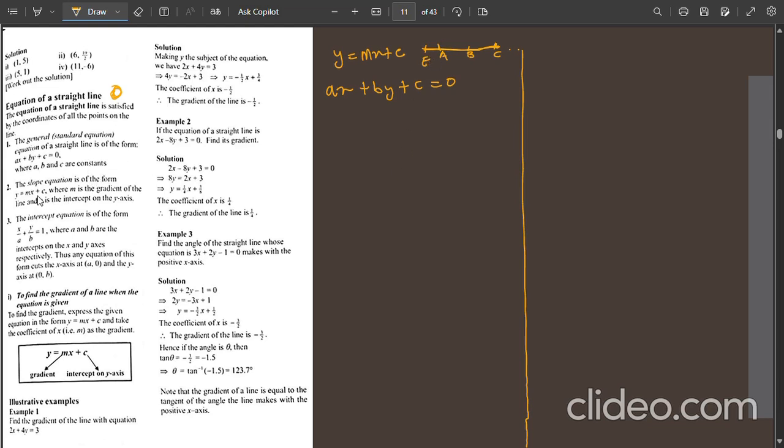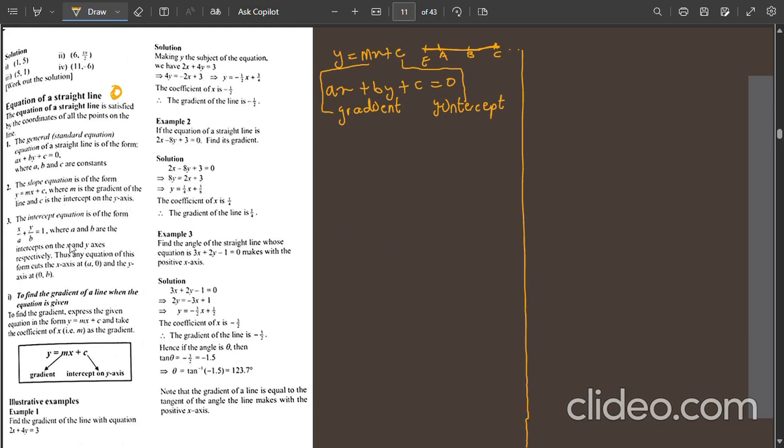The slope equation is of the form y equals mx plus c. This is the slope equation where m is the gradient of the line and c is the intercept on the y-axis. M here, as we learned earlier, represents the gradient, and c here represents the y-intercept. And we know what y-intercept means. Y-intercept means the point where the graph intercepts the y-axis, and always at this point x is equal to 0. So when x is equal to 0 here, then y is equal to c. That is the y-intercept.